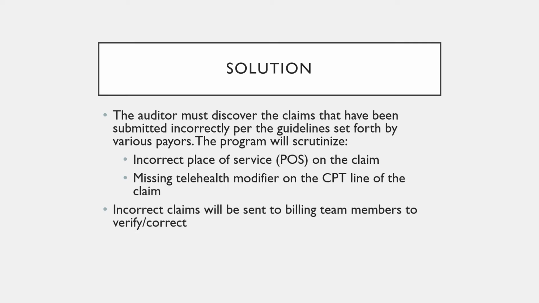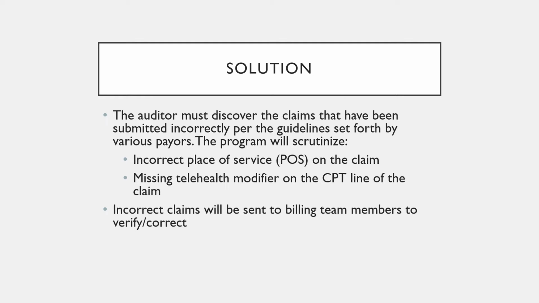Incorrectly submitted claims will be the ones that do not contain the telehealth modifier, like 95 or GT, and who also contain the incorrect place of service on the claim. The place of service for telehealth visits should be a 2. For office visits, it's an 11, so it should always be a 2. Once the incorrectly submitted claims are retrieved, the list must be sent to billing department team members so they can correct and resubmit them.